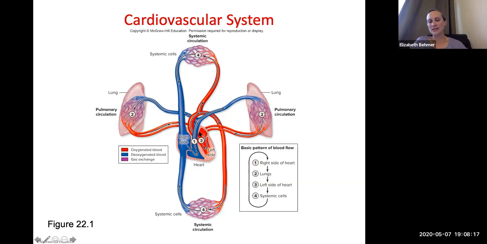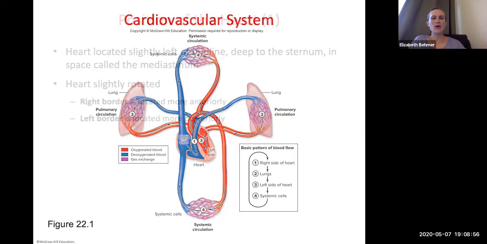And you'll notice here the left side of the heart is now in red because this is all oxygenated blood. The left side of the heart then pumps oxygenated blood through the systemic circulation to all of the systemic cells, and then the systemic veins will carry that deoxygenated blood after the oxygen has been unloaded at the capillaries back to the right side of the heart. So that's a basic, simple overview of the circuits in the cardiovascular system and how the heart is at the center controlling the directions.